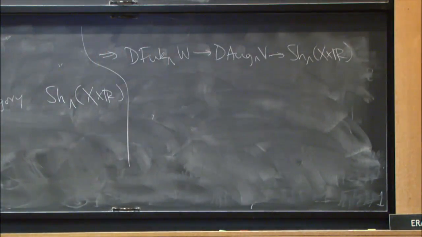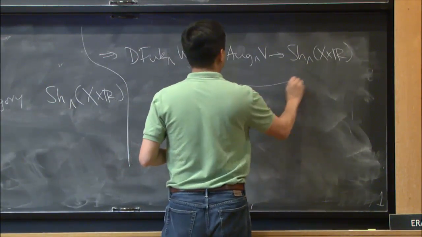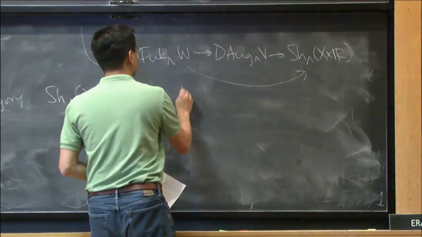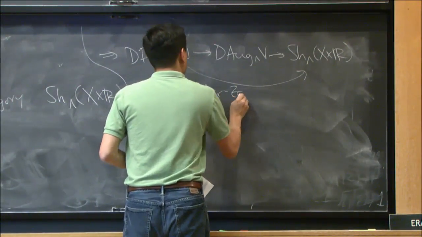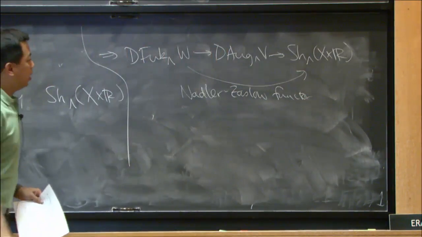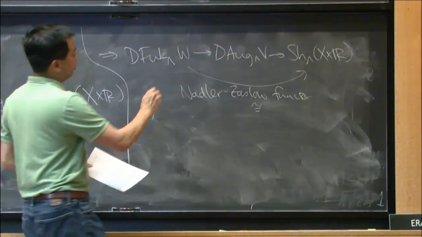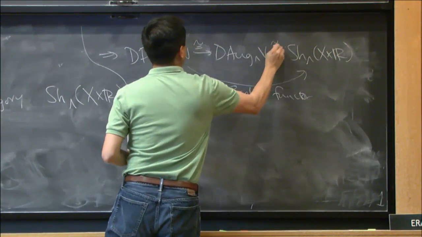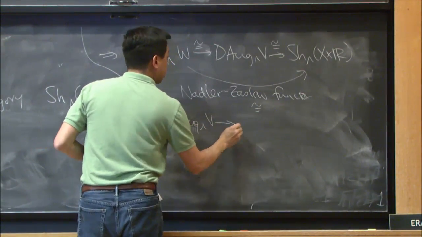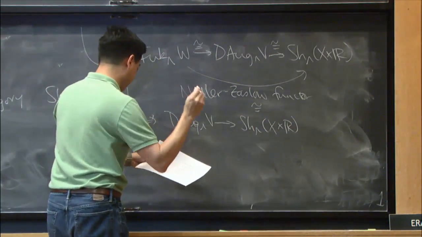So you have some composition like this. Each of those arrows is fully faithful, and it turns out that the composition of these things is something that people already know about. This is the Nadler-Zaslow functor. And this is known to be an equivalence. And because these two maps are fully faithful, that means that each of these two things is also an equivalence. So that means that the map from augmentations to sheaves is an equivalence.